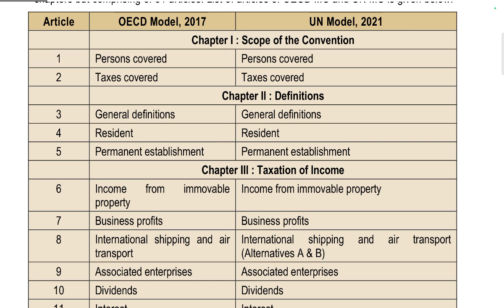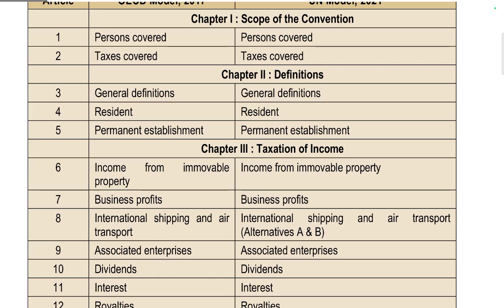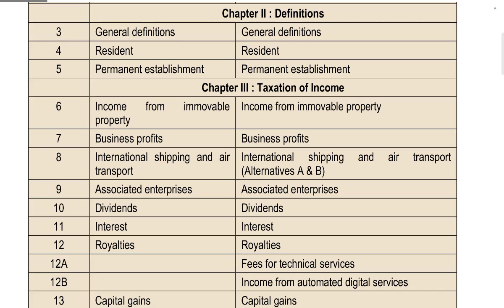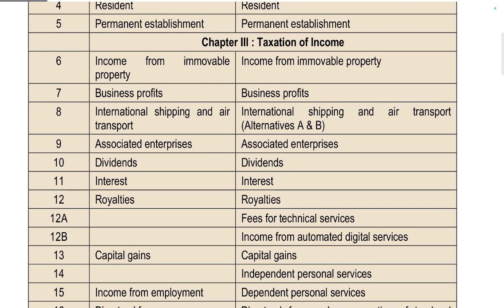Article 3, general definitions; Article 4, resident; Article 5, permanent establishment. Article 6, taxation of income from immovable property. Article 7, business profits. Article 8, international shipping and air transport, with alternatives A and B.